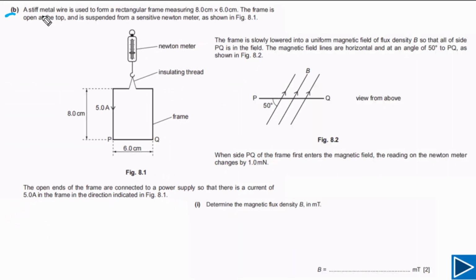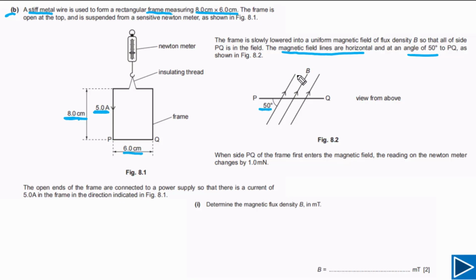For part B, it is given to us that a stiff wire is used to form a frame, and the dimensions of the frame are 8.0 by 6.0 centimeters. So one side of the frame is 8 centimeters and the other side is 6 centimeters. The current in the frame is 5.0 amps. It is also given that the magnetic field lines are horizontal and the angle between the magnetic field lines and PQ is 50 degrees, as you can see here.